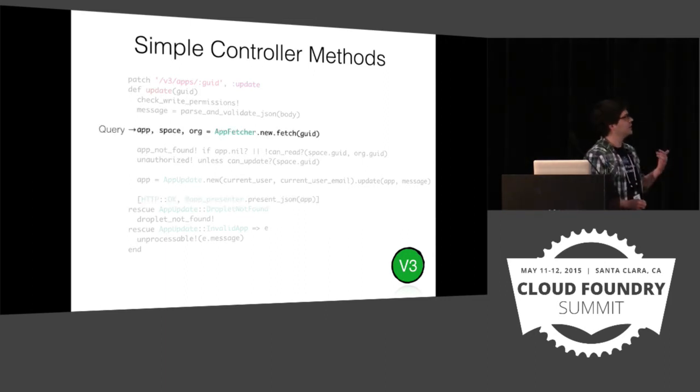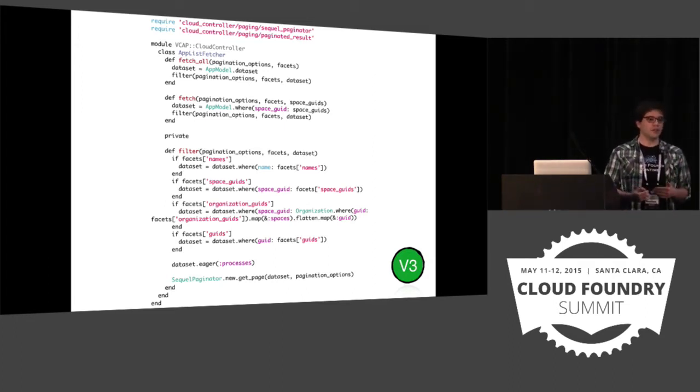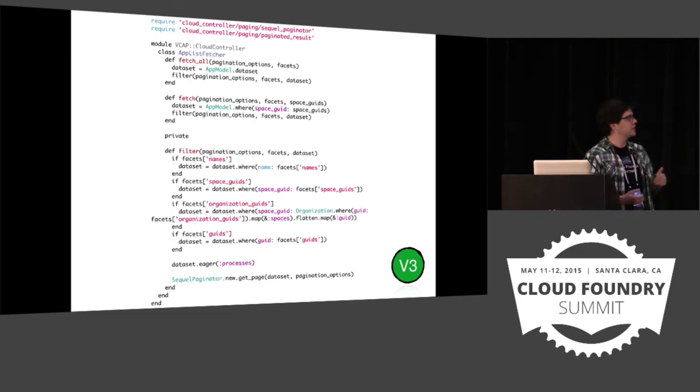So I mentioned these two new paradigms that we introduced in V3. The fetcher is the first one of those. What it is, it's really just a query object. This object in particular is quite big, and it's actually just listing all the apps either in the space or in the system. And it has all the logic necessary to create that query. And no other queries are going to happen outside of this because we actually return just the objects themselves to the user. So you get no surprise queries when you're running a system.